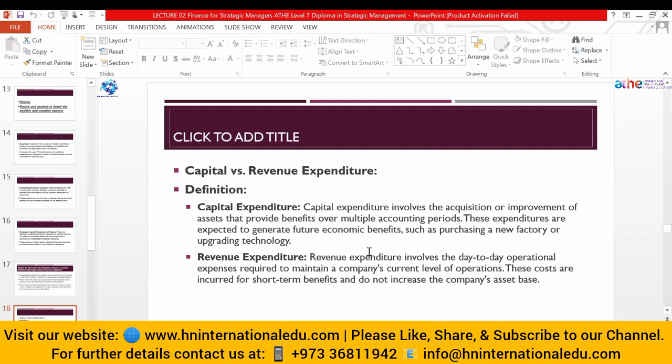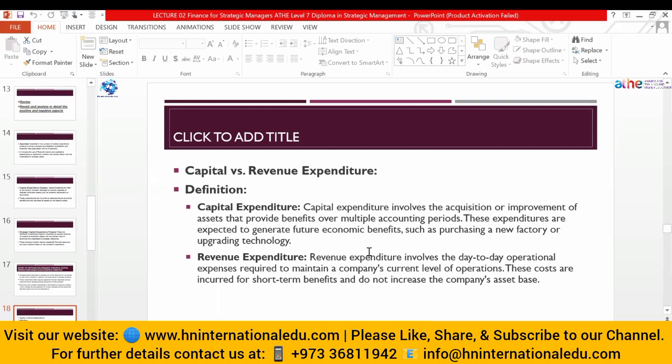Like when there is a financial crisis in an economy, then the prices of the car drops. Otherwise, it is perfectly fine. These expenditures are expected to generate future economic benefits, like purchasing a new factory or upgrading a technology. Why does it again link to the future benefits of the economy? Because we are generating employment through it, inflation, interest rates, balance of payment, monetary policy, taxes, subsidies, money supply, everything.